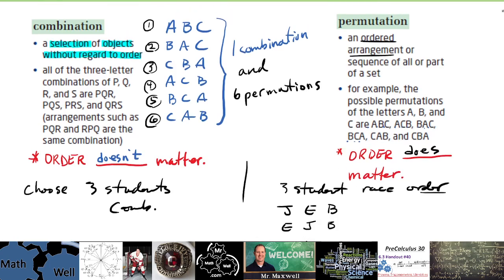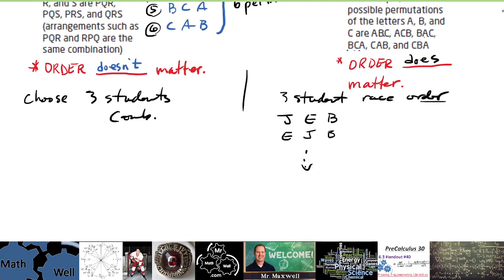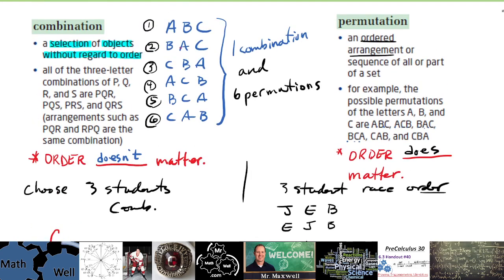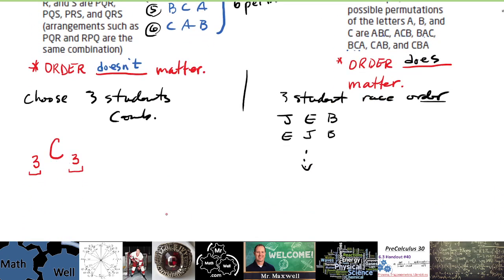One more thing I'll let you know about is the notation. So here's the notation. If you're taking a combination of 3 items, so you have a total of 3 items and you want to choose 3 of those 3 items, that would be the example we had here. We have A, B, C, and how many ways can I choose 3 of those 3? That's what it would look like.